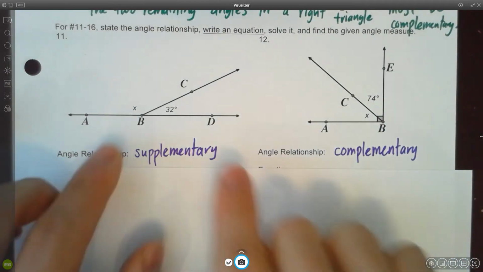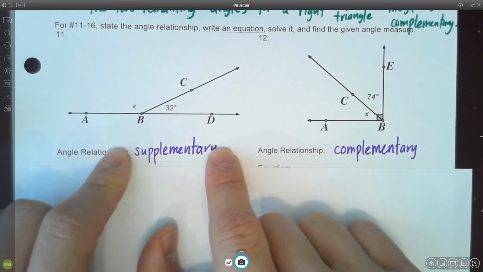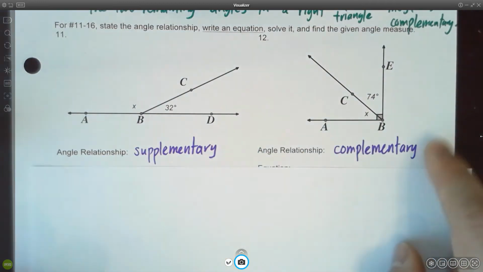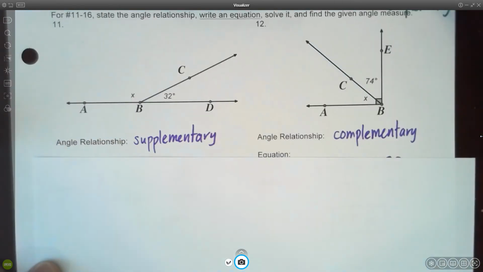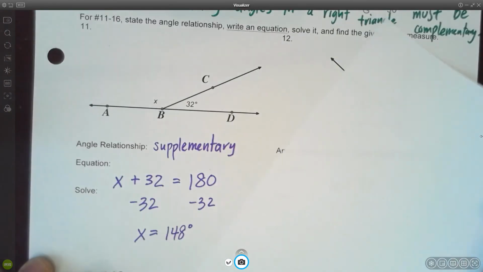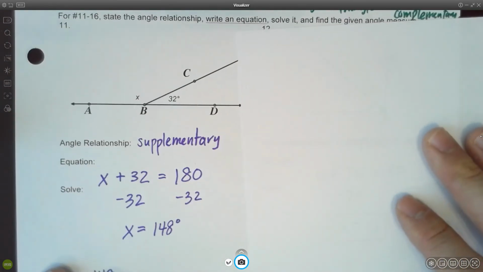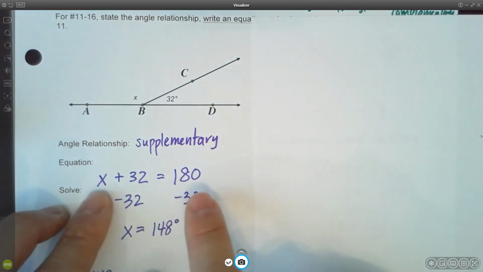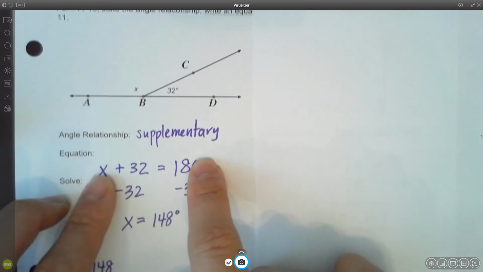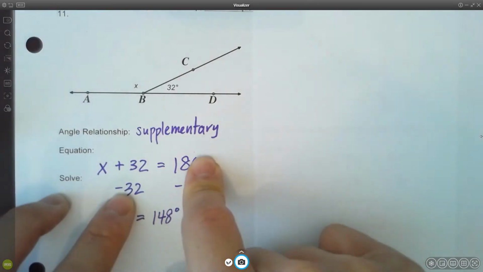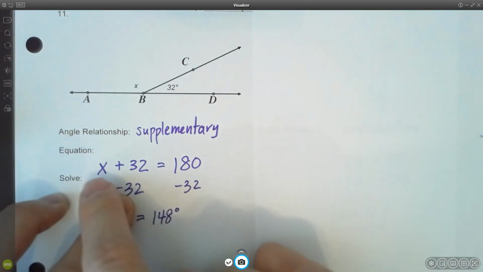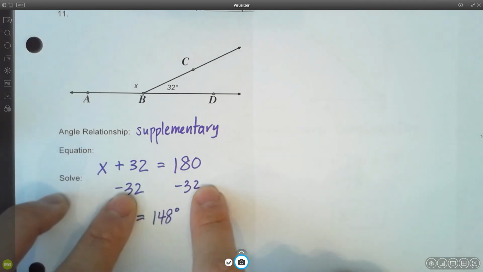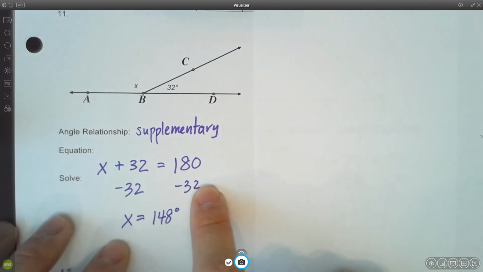So supplementary angles add up to 180 degrees. Complementary angles add up to 90 degrees. So if I were to solve for x, all I would have to do is simply create an equation. You can see that x plus 32 has to have a sum of 180. So all we have to do then is use inverse operations to isolate x and solve. You subtract 32 from both sides, and you end up getting x is equal to 148.